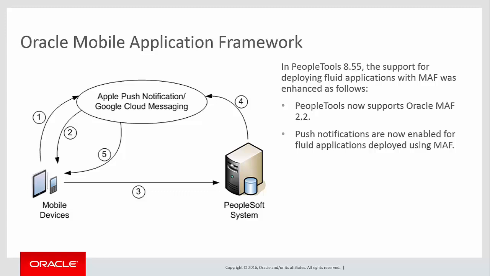Using Oracle Mobile Application Framework, or MAF, is an option for deploying fluid applications to mobile devices. Using MAF, the PeopleSoft application runs inside the MAF container on the mobile device rather than using the mobile device's browser to connect to the PeopleSoft system. In PeopleTools 855, the support for deploying fluid applications with MAF was enhanced as follows. PeopleTools now supports Oracle MAF 2.2, and push notifications are now enabled for fluid applications deployed using MAF. This completes our demonstration of the Oracle Mobile Application Framework option.